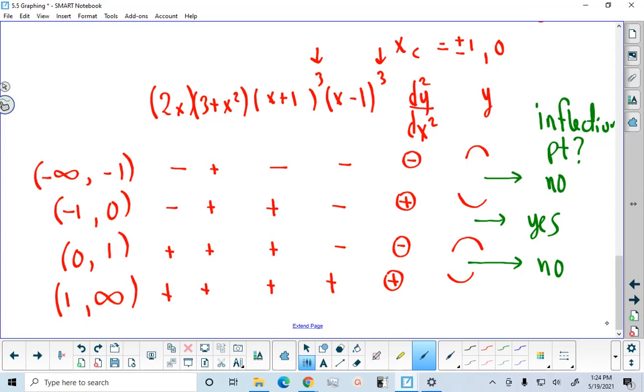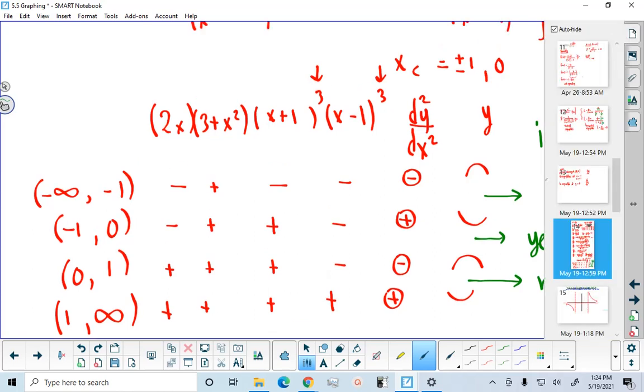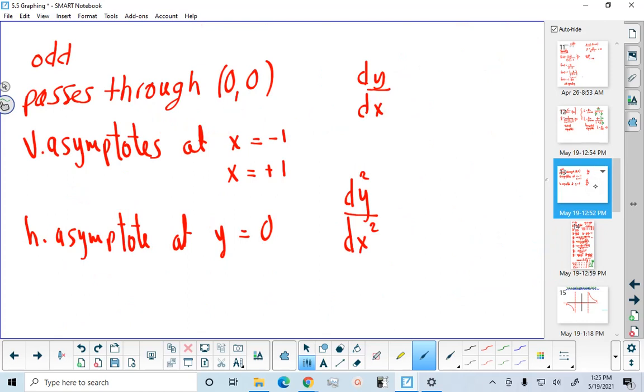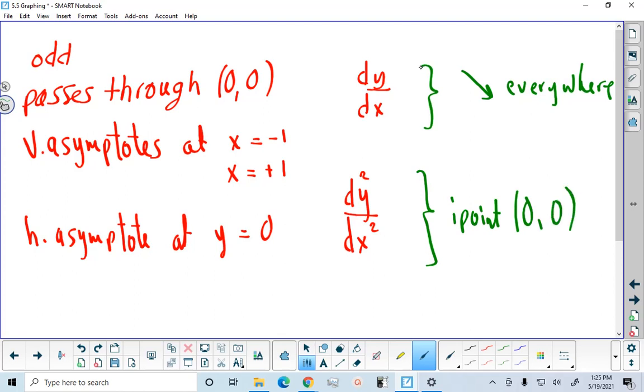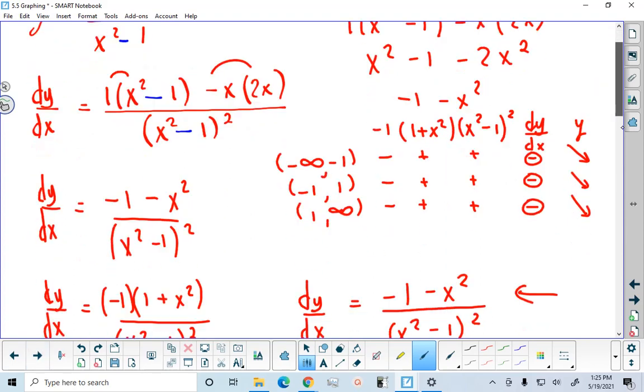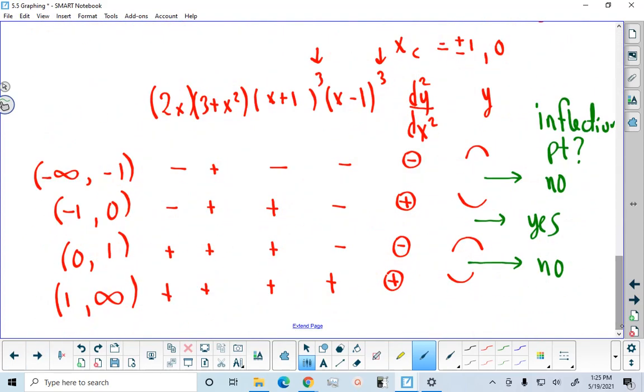So what I should have added to our list, if I were to go back to the beginning in my summary, I have all of this. All the first derivative told us is it's decreasing everywhere. There are no max mins. What the second derivative tells us is there's an inflection point at 0. Why at 0? Well, take a look at your second derivative chart. That change in concavity is occurring as the function passes through x equals 0.